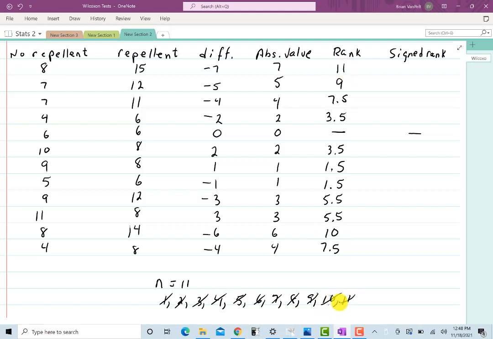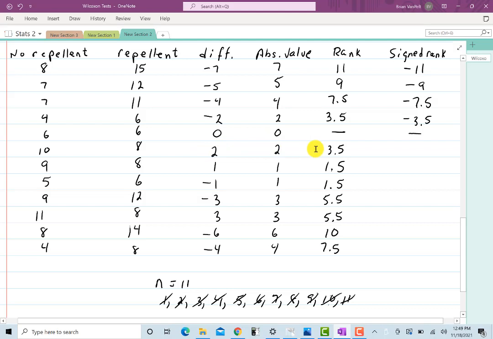Now for the signed rank, you want to pay attention to whether the difference was negative or positive. So look at this negative that is the 7. I don't care about the 7 part of it, but I do want the negative part of it. So I'm simply going to call the signed rank negative 11. As I go through this list, anything with a negative, like this negative 5, I go across to the 9, and I'll assign its rank negative 9. There's a negative there, so that makes this negative 7.5. Moving on, there's a negative here going across. That makes this negative 3.5.